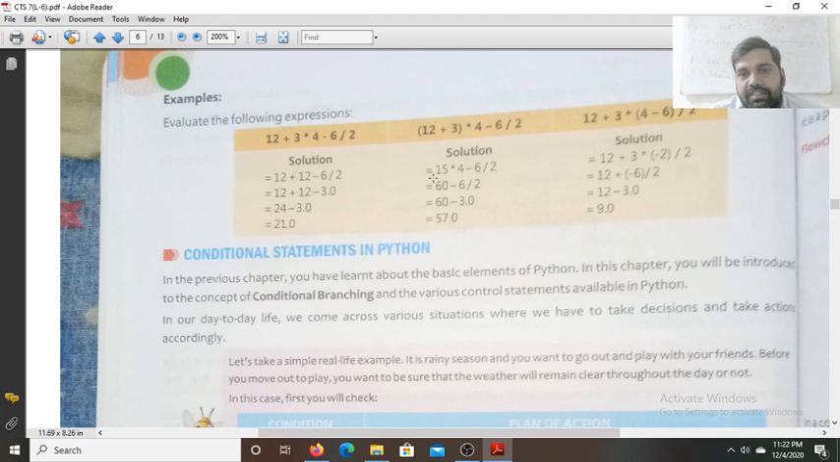Like this, you can also see this one. In this you can see there is the parenthesis. Inside the parenthesis has the highest priority. So first the parenthesis will be removed. How will this parenthesis be removed? When this 12 will be added to the 3. Now the result is 15.